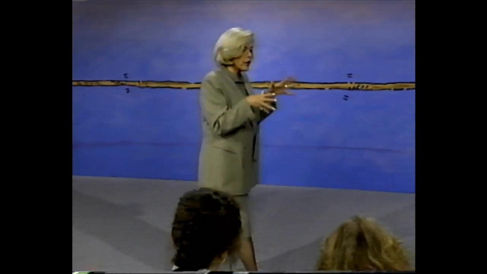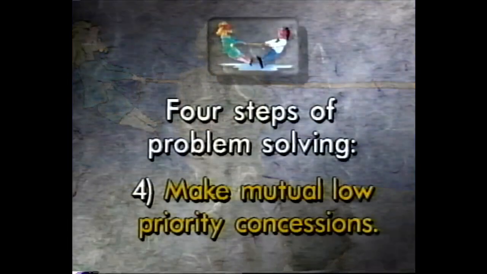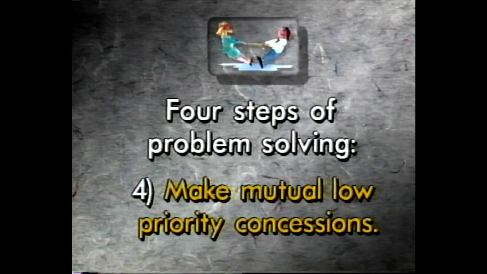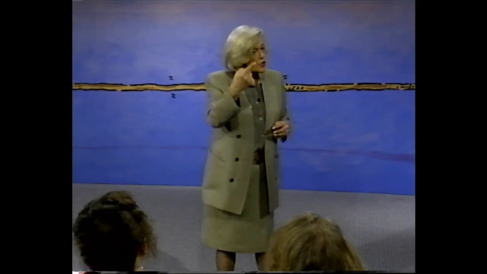Now, if at this point you have not been able to come to a decision, then you go to step number 4 in your problem solving. Step number 4 essentially is making mutual low priority concessions. If you have done the homework that I asked you to do, you can look at your list of interests, you have prioritized them, and at this point you have a pretty good idea which concessions you can make without any detriment to yourself. So you make some low priority concessions, you trade off, and you keep recycling steps 3 and 4 until you finally get to a decision.